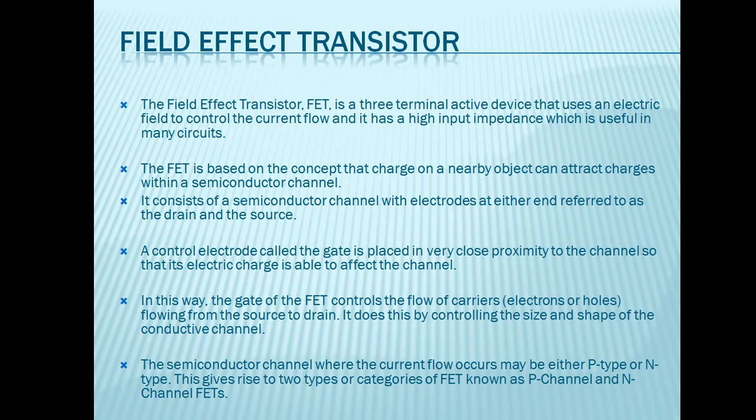In this way, the gate of the FET controls the flow of carriers, that is electrons or holes, flowing from the source to drain. It does this by controlling the size and shape of the conductive channel. The semiconductor channel where the current flow occurs may be either P-type or N-type. This gives rise to two types of FET known as P-channel and N-channel FETs.